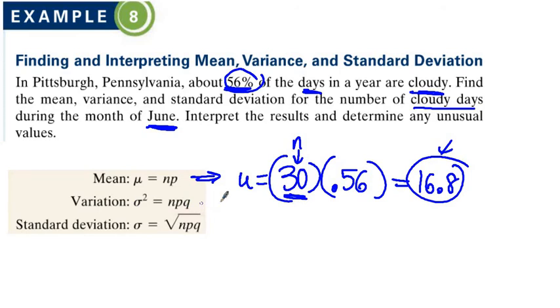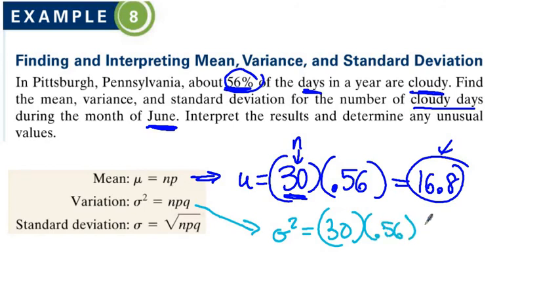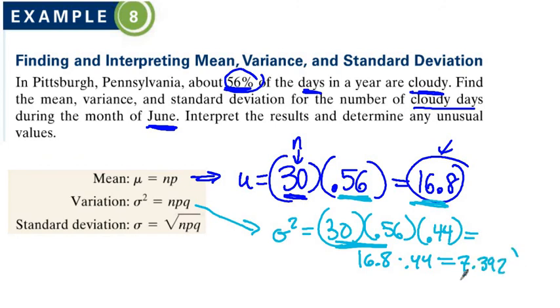Alright, then we want to find the variance, I should say, and the standard deviation. So this sigma squared is going to be 30 times 0.56 times q, and q is just this number subtracted from 1, the chance of failure. So this number right here, we already found that out. That's 16.8. That's what we found right here. So 16.8 times 0.44, when you put that in the calculator, you end up getting roughly 7.392. So there's your variance.